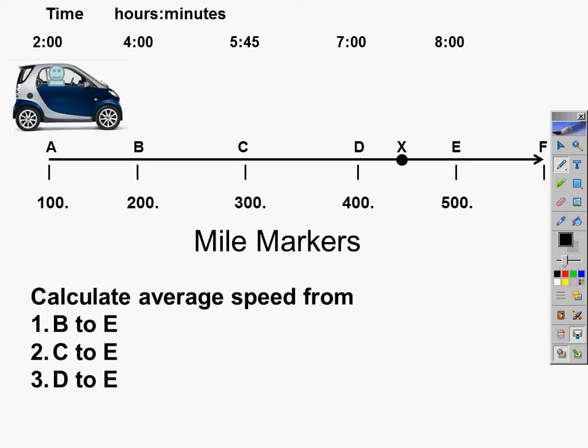Anyone want to speculate what that X is for between D and E? You want to know the speed at that exact moment? Yes, we're going to be talking about the speed at that exact moment. Bravo. And we're going to be making the transition from these average speed calculations to the instantaneous speed at point X.